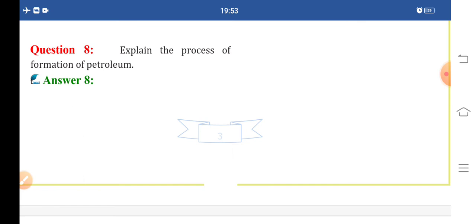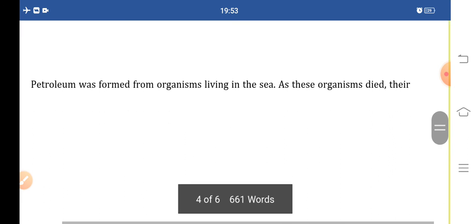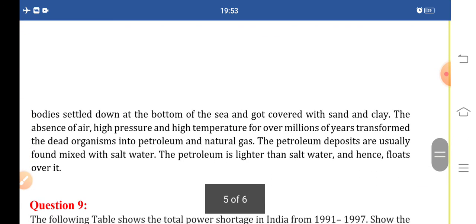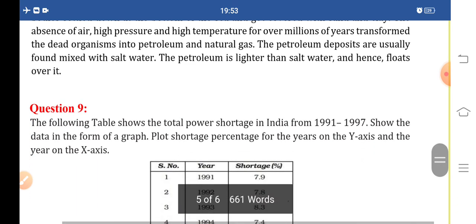Fine students, then you need to write the process of formation of petroleum. That also you need to write in the same way as I have explained you about the coal. The only difference is that petroleum is found under the seabeds. Okay, and it is formed by the dead remains of aquatic animals and plants. Okay, means aquatic flora and fauna.